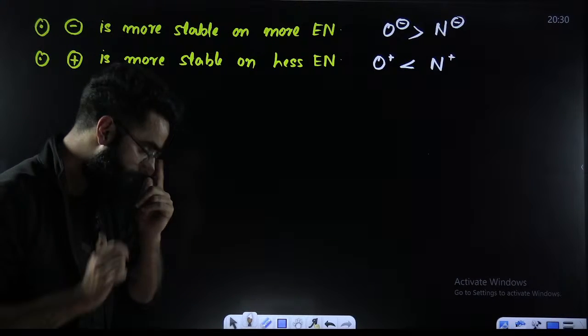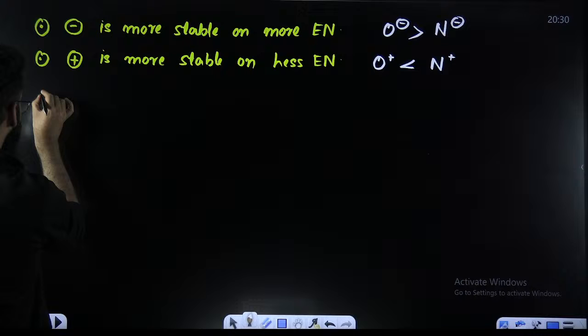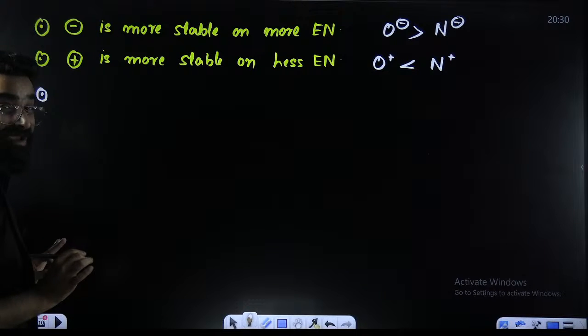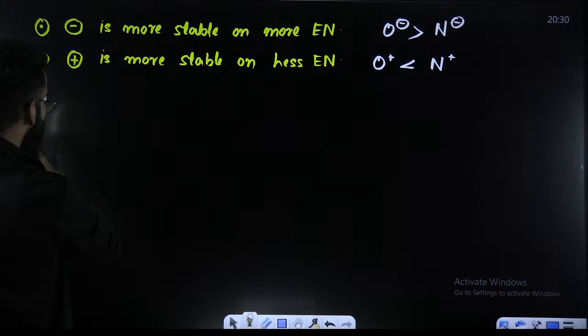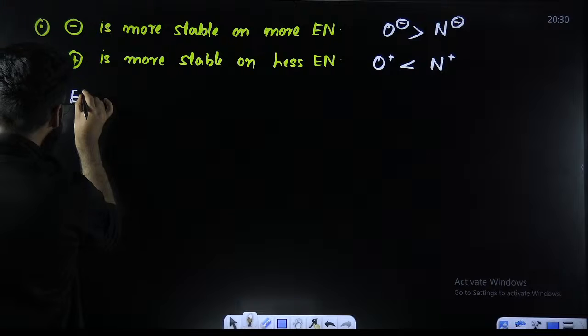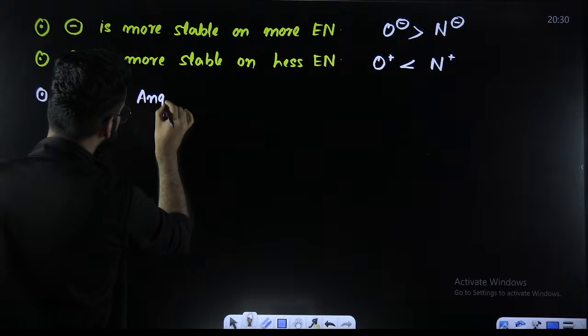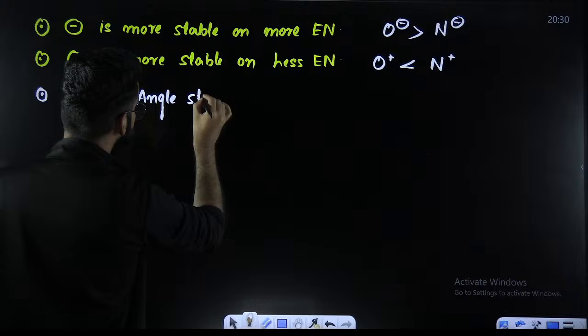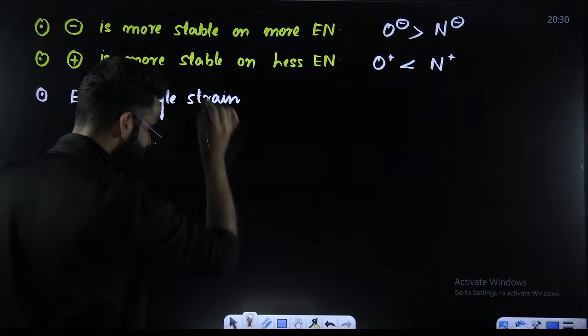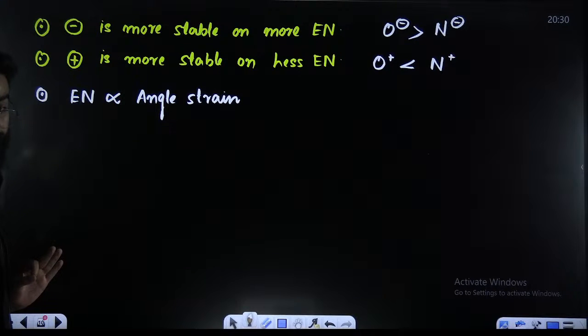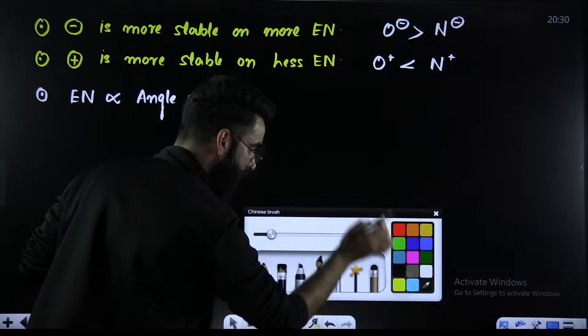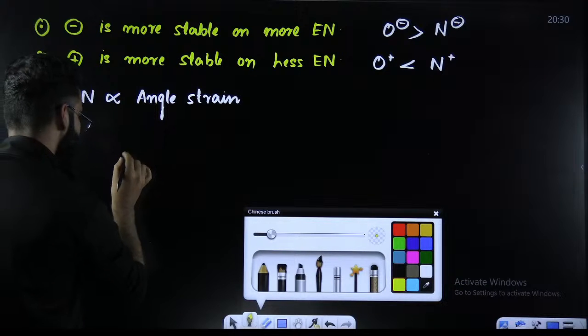My dear students, one more thing. One more point I'm going to write over here. What is that? I'm writing electronegativity. It is directly proportional to angle strain. What it means exactly? This is again important. See guys, try to have a look over here.